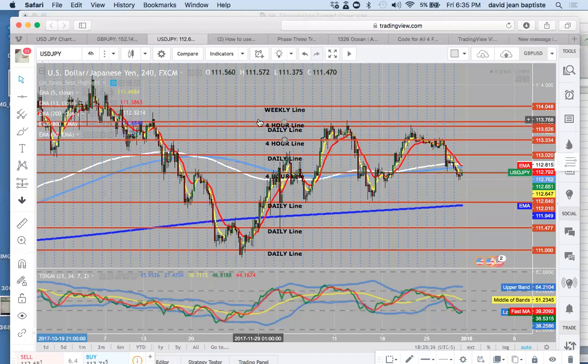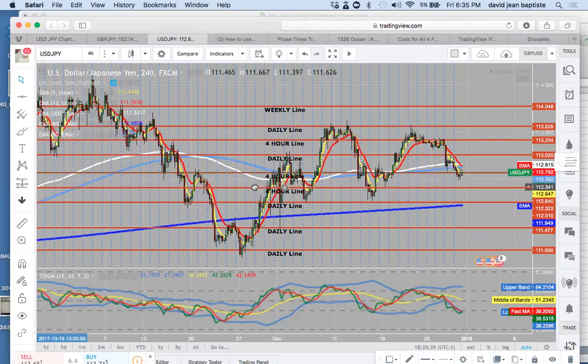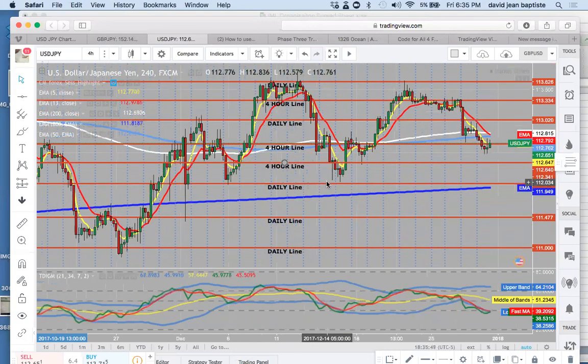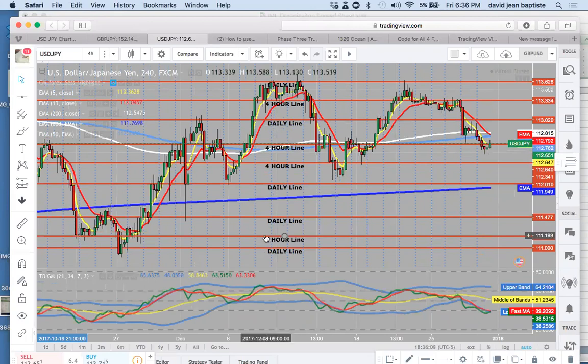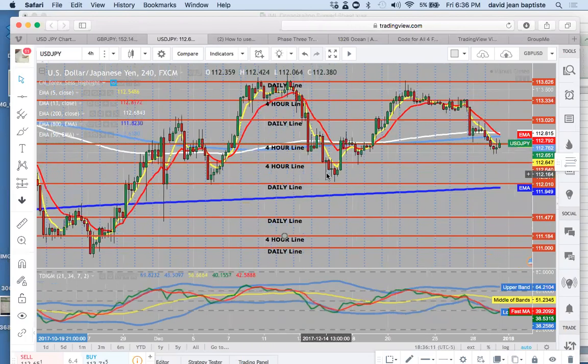Let's see. I believe there's a few more. There's a big wick right here. There's another wick. There's 2 wicks. Okay. All right. So we're just gonna zoom in real quick. Just in case for 2018, the US dollar is not as strong as we would expect, and just in case it would go down to 111, I just want to put a 4 hour right there as well, just in case. All right. I believe that we got everything.